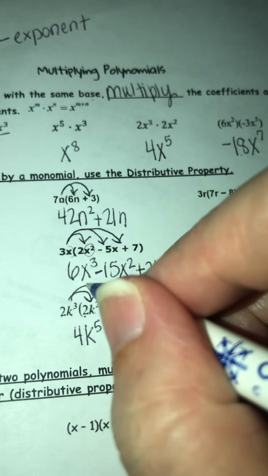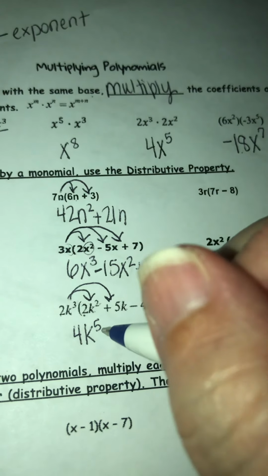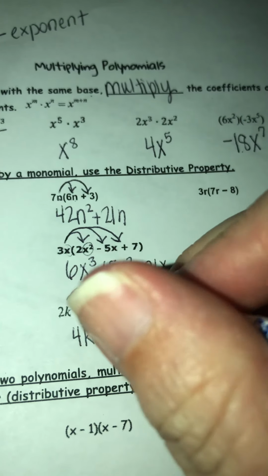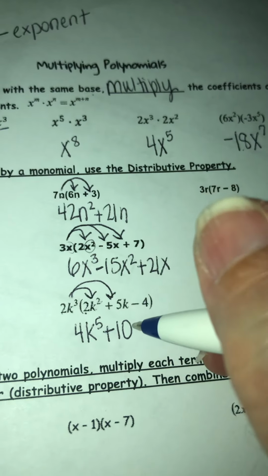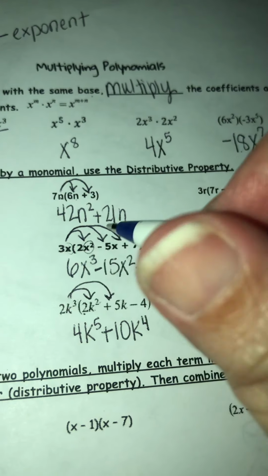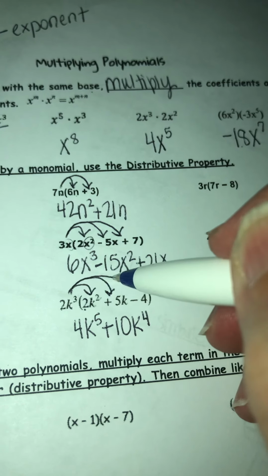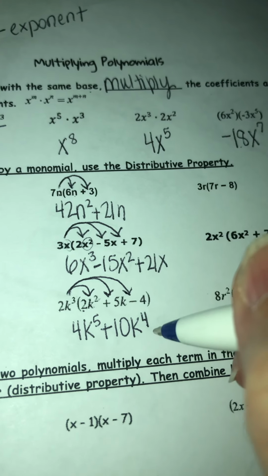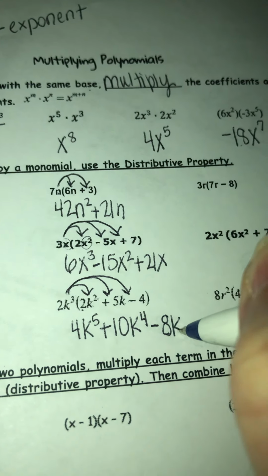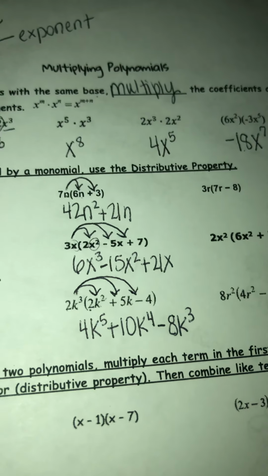Then I'm going to multiply 2k to the third power times 5k. 2 times 5 is 10. There's 3 k's here, and then 1 more, so I have k to the power of 4. And then last, 2k to the third power times negative 4. 2 times negative 4 is a negative 8. And simply attach the k to the third power.